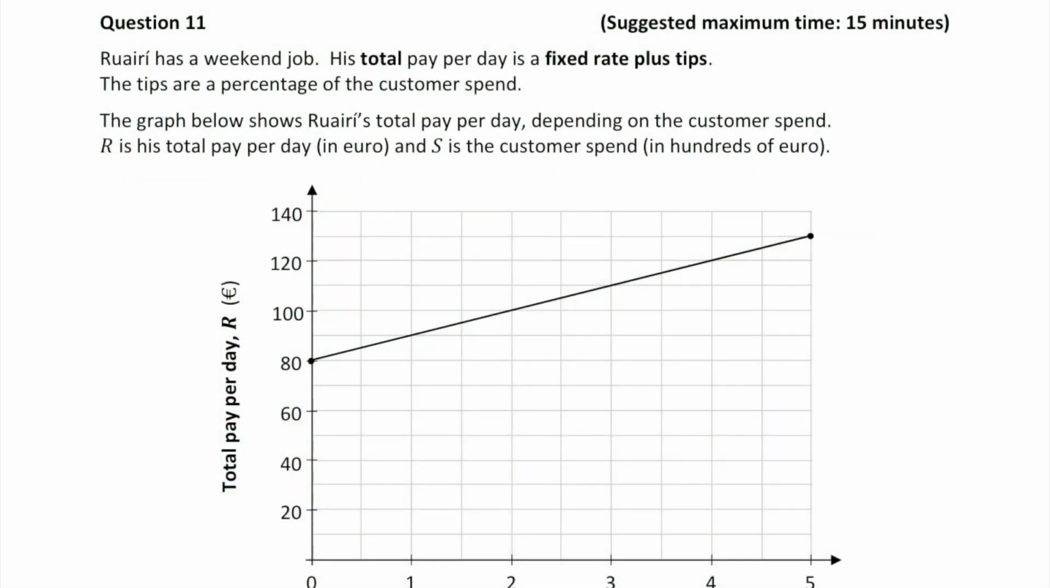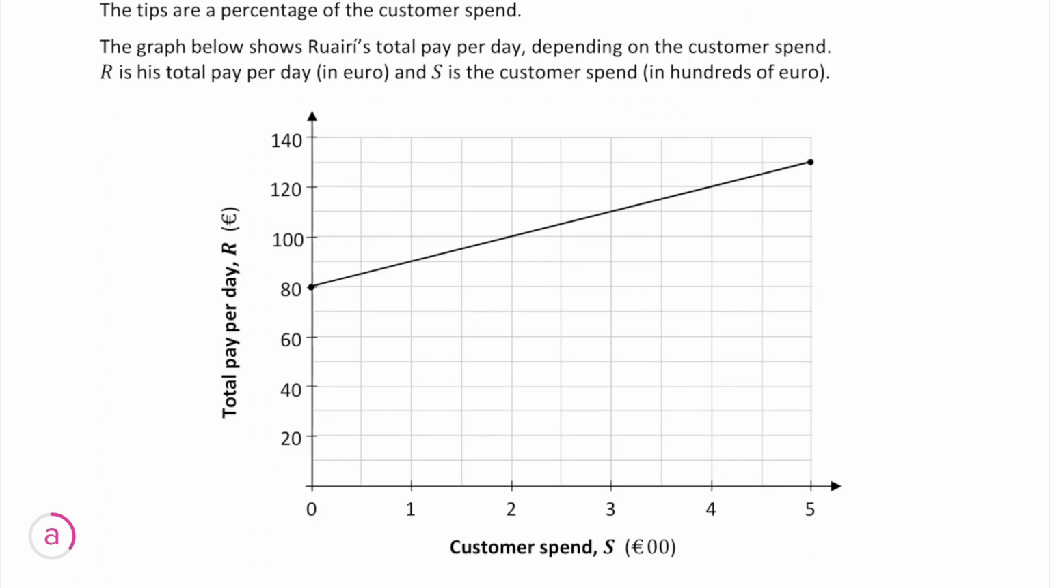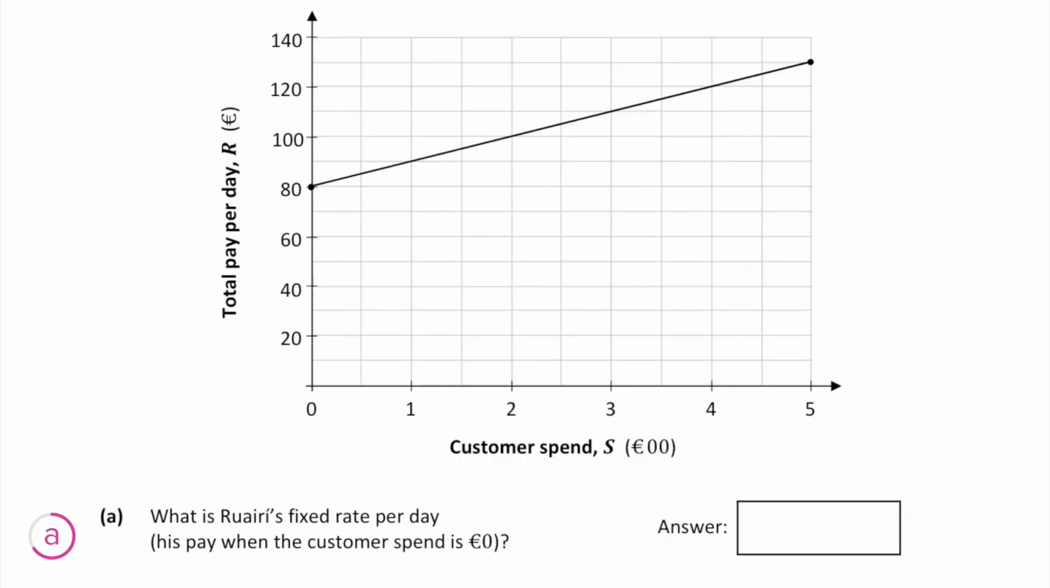Question which is worth 40 marks. We're told that Rory has a weekend job and his total pay per day is a fixed rate plus tips, where the tips are a percentage of the customer's spend. We're given a graph of this, showing Rory's total pay per day depending on the customer spend. The customer spend in hundreds of euro is on the x-axis and his total pay per day is on the y-axis. In part A, we're asked, what is Rory's fixed rate per day?